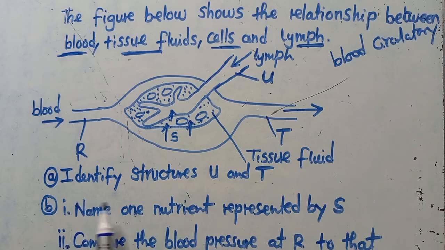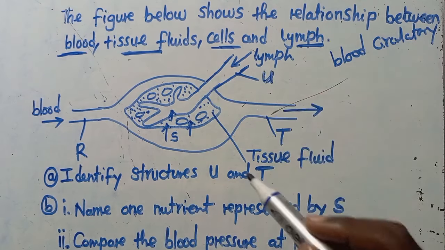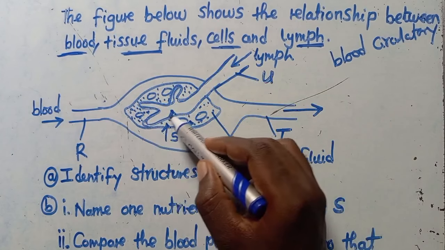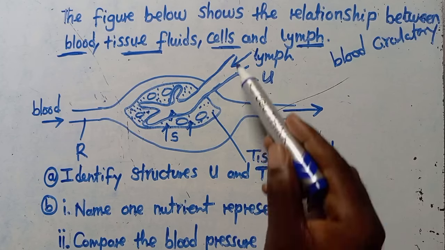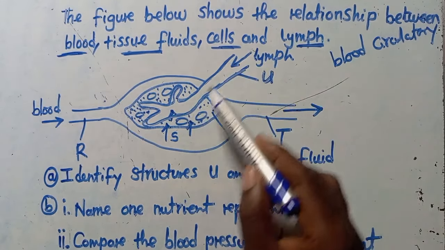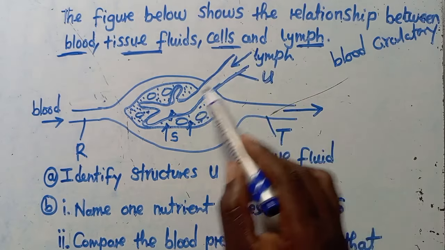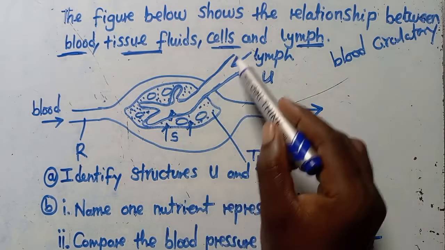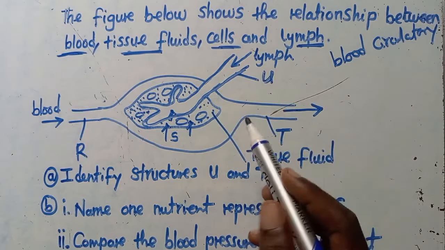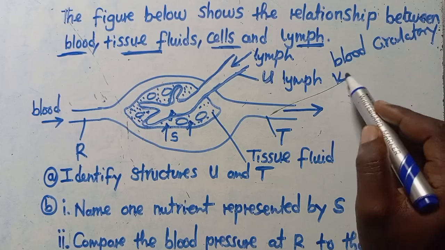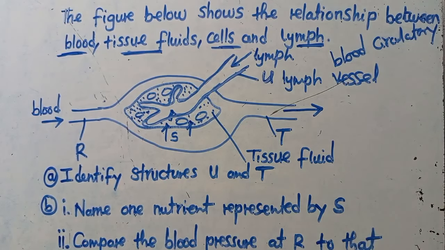So the first question is saying, identify structures U and T. What is the name of this structure U? The good part is that even if you don't know this figure, you can use some general knowledge here. You discover that this figure has some lymph in there. So this thing that is holding those lymph fluids is called a lymph vessel. So U is called a lymph vessel.